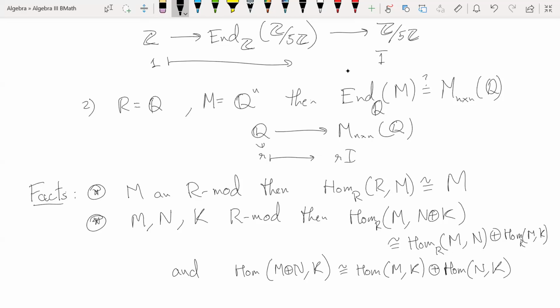So note that these are R-linear. These isomorphisms are R-module homomorphisms. The left-hand side is an R-module, the right-hand side is an R-module, and this is an isomorphism of R-modules. Okay. Any questions?